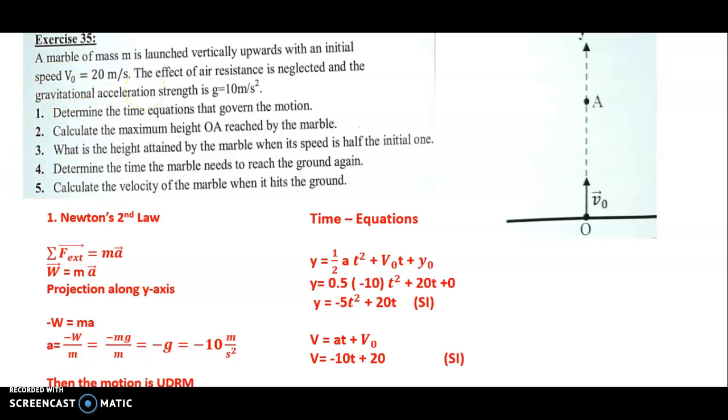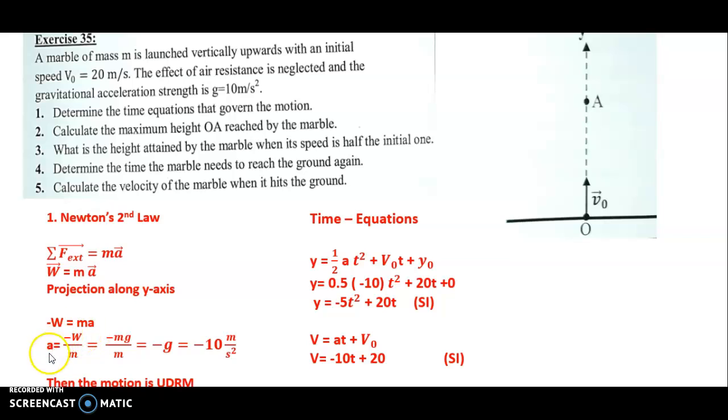So according to Newton's second law, the sum of external forces is equal to ma vector. The only force acting on this marble is the weight, because it's free in the air, and a resistance is neglected. So W vector is equal to ma vector. Doing projection along y-axis as long as the motion is along y-axis, we have minus W because W is downward, so minus W equal ma. Then a is minus W over m. W is mg, so we have minus mg over m and m cancels, a equal minus g, which is equal to minus 10 meters per second squared.